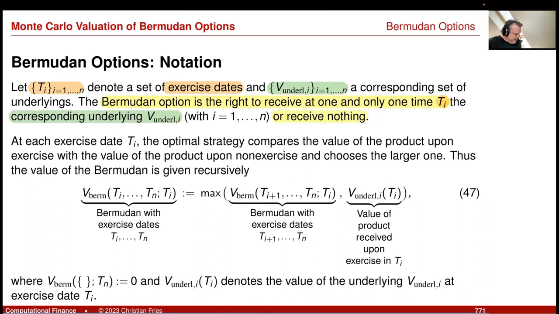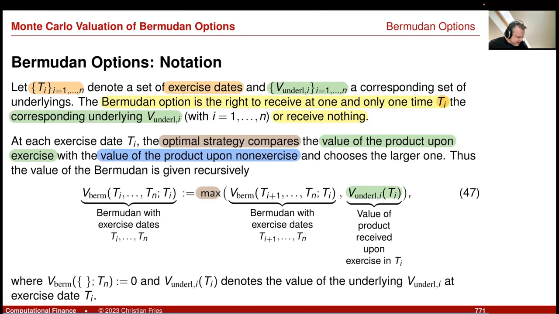So the value of the Bermudan option can be defined by the optimal exercise strategy. The optimal exercise strategy compares the value of the product I receive upon exercise, which means I receive here my underlying, to the value that I get if I don't exercise. So what's that? That's a Bermudan option with fewer exercise states.